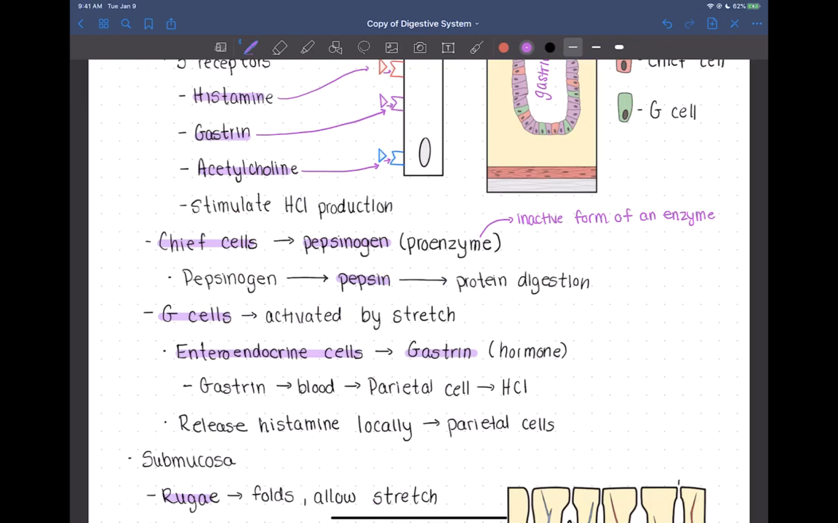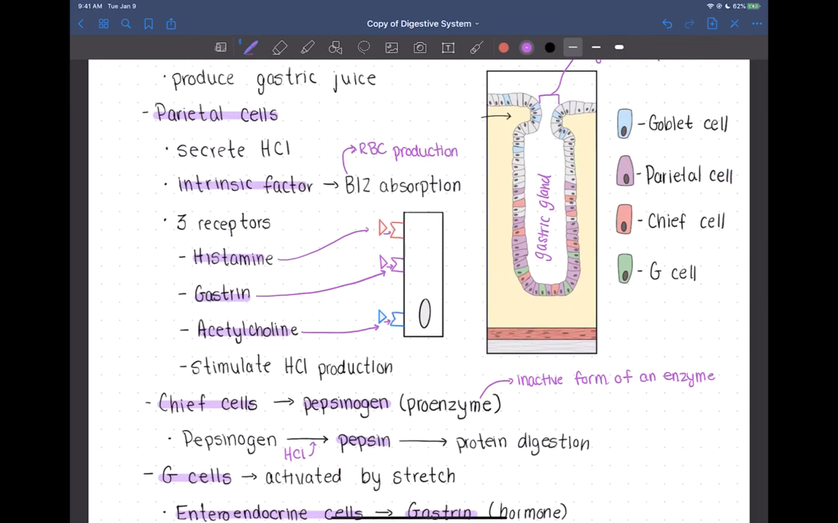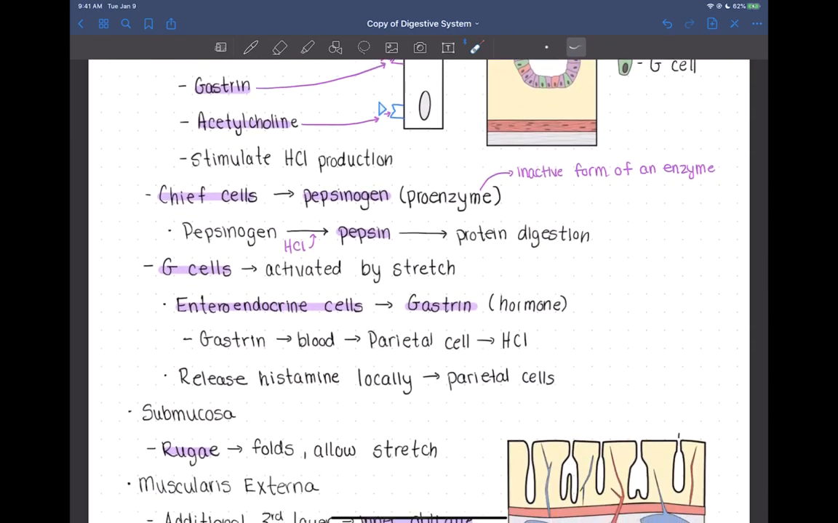And so pepsinogen is activated into pepsin, and it's activated by the acidity, that HCl within the lumen of the stomach. Once that pepsinogen gets out of the gastric gland and the pit, out to the area with all that acid, it will be activated and it can start digesting proteins.